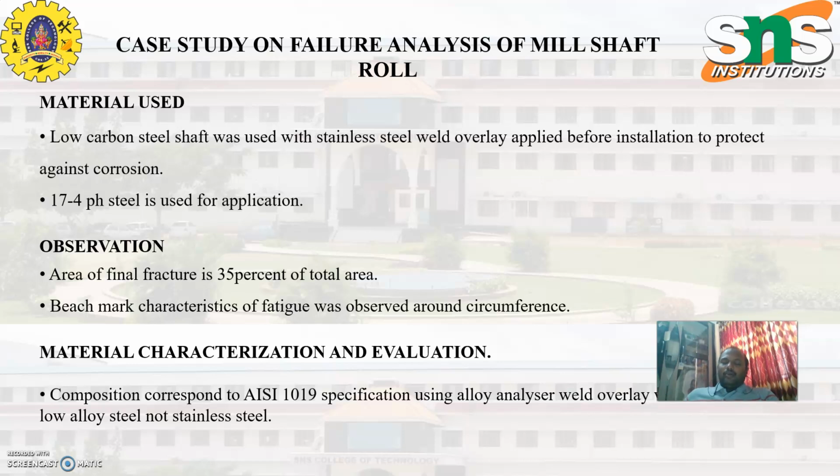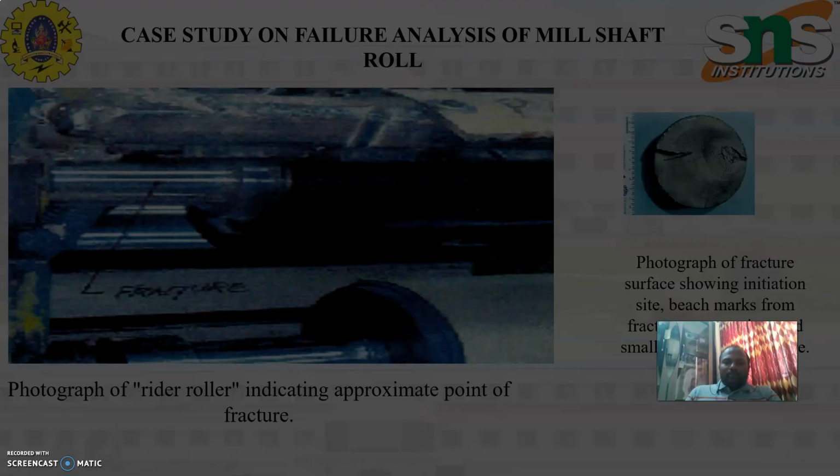Moreover, this machine is operated at 550 to 630 rpm. Usually it's a high speed range. Other than that, you can see there is a bigger crack, which is about 35% of the total area. Second, by naked eye visualization, you can see the beach marks of fatigue are usually observed in that fracture area.